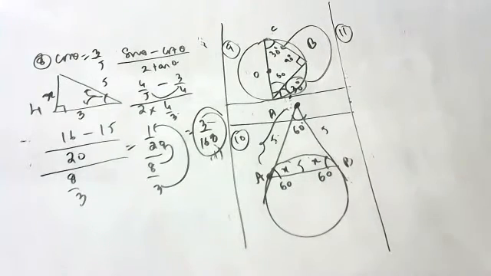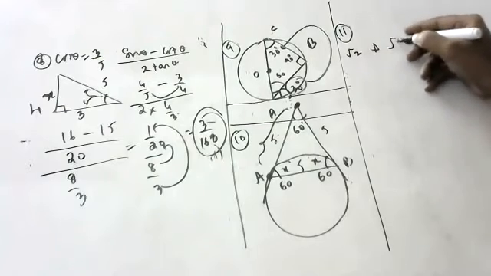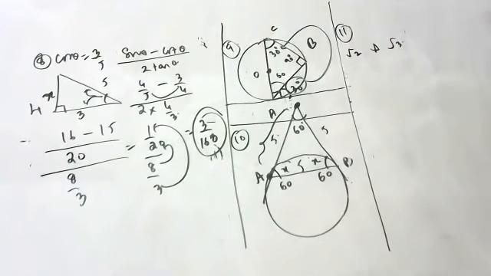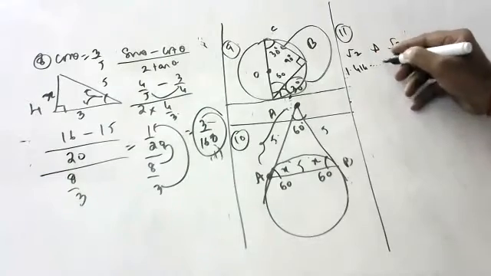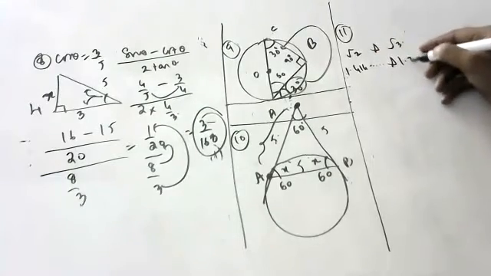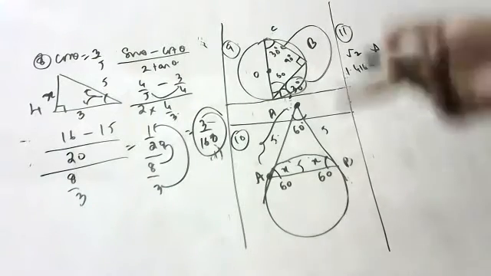Next, children, see here. Write a rational number between root 2 and root 3. Children, root 2 means 1.414 something, something. Root 3 means 1.732 something, something, and so on.